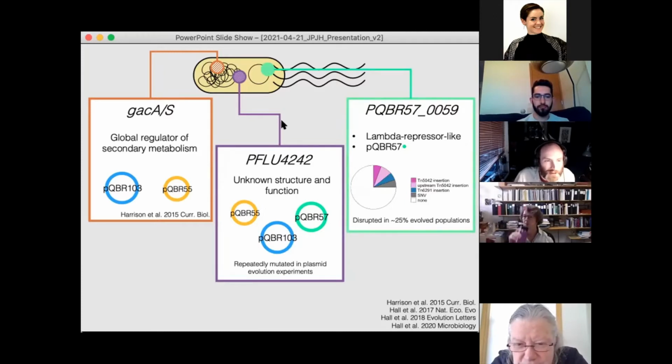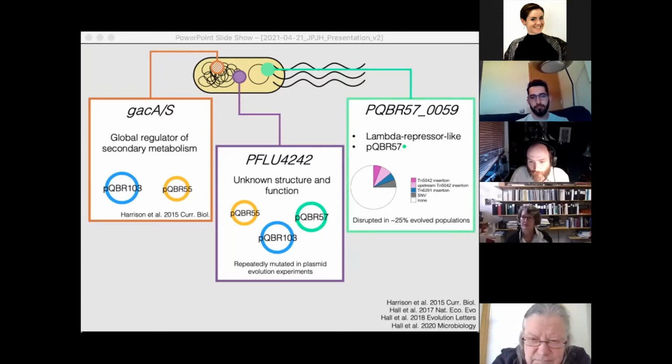The final mutation I'm going to talk about is this one, on pQBR57. This one is different from the other two because this one's actually on one of the plasmids, on pQBR57. It appeared in about 25% of populations that I evolved with this plasmid through different types of mutagenic process. And this gene is predicted to be a lambda repressor. So these are the mutations that appeared in previous experiments.